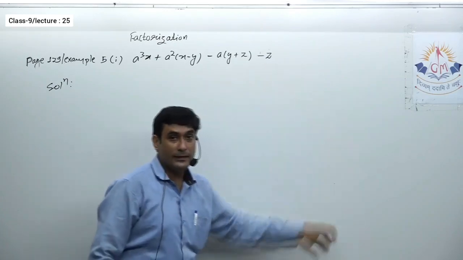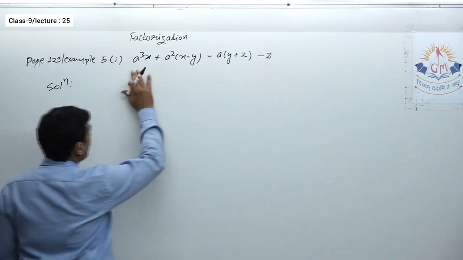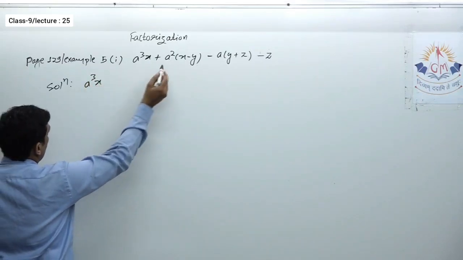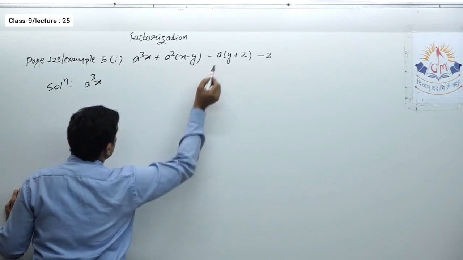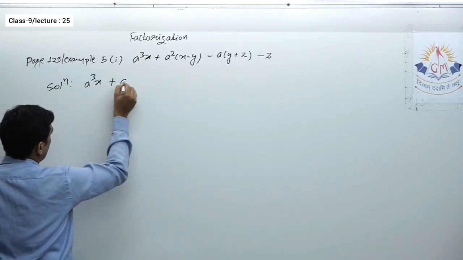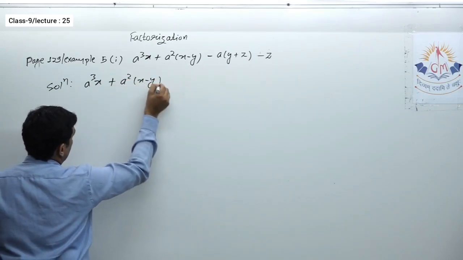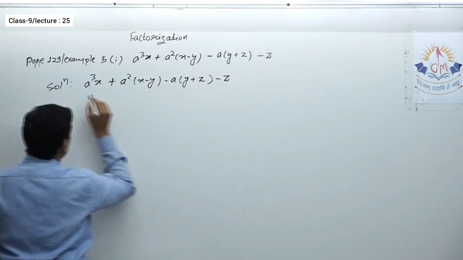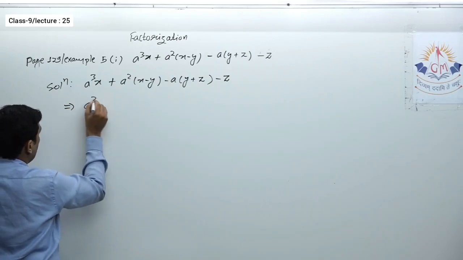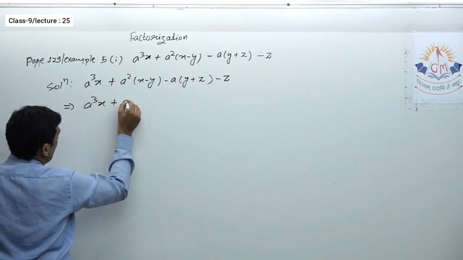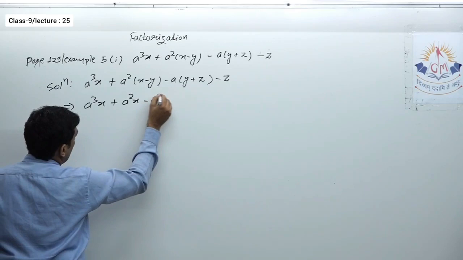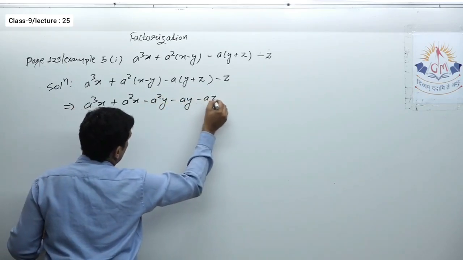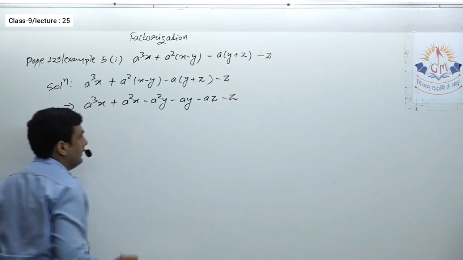Then what to do in that case? In that case we have to open the bracket. That means we have to multiply a square with these two and a with these two, and then we will check what we can do further. So here, first of all, a cube x remains as it is, plus a square x minus a square y minus ay minus az minus z.